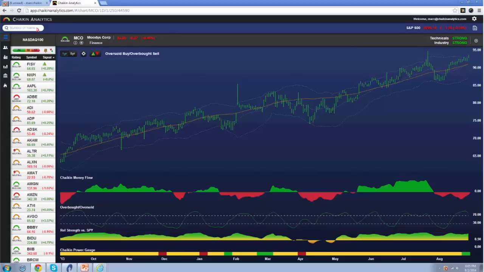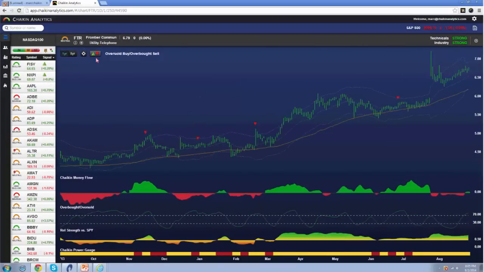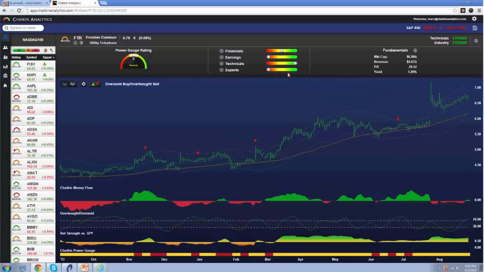Okay, a couple other stocks that were thrown out here quickly, Mark, were FTR. Frontier Communications. Telephone utilities are a strong group. How do I know that? Because we tell you. Industry group is strong. Technicals are strong. Here's one where the power gauge just hasn't liked the stock. It's probably a valuation thing. I can click here and actually see that it's the expert opinions. So what are they? That's what the analysts are thinking. There's a very high short interest in the stock. The analyst ratings are dropping.